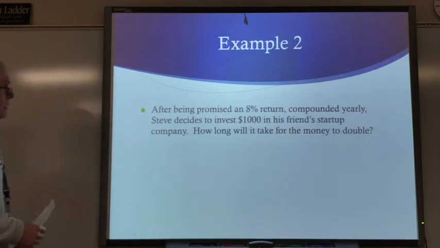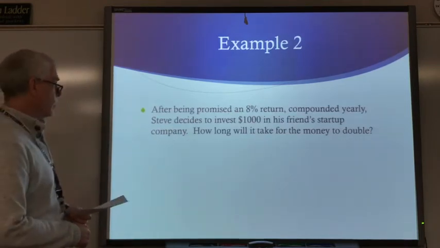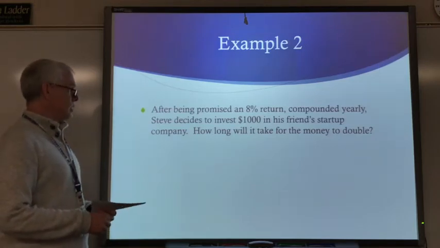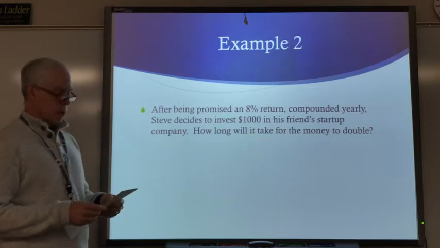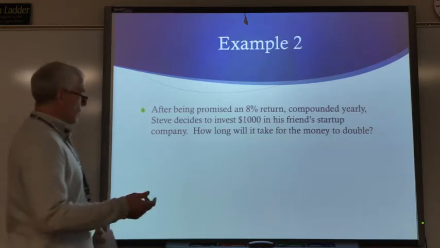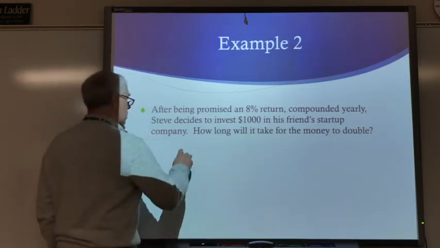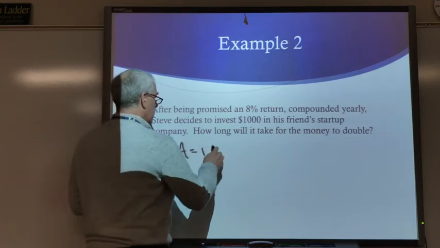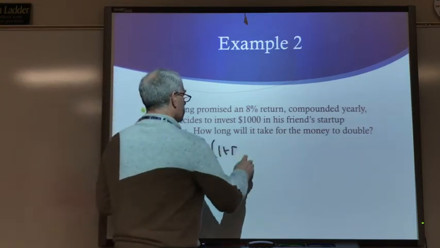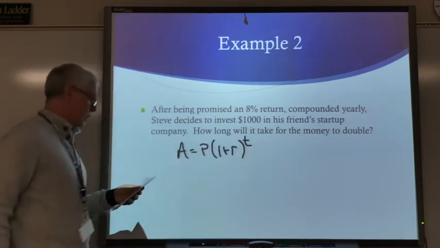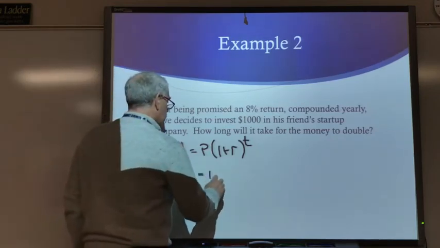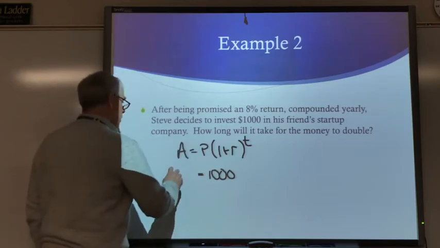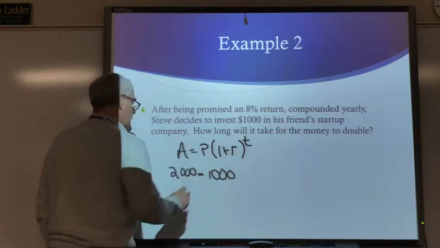After being promised an 8% return compounded yearly, Steve decides to invest $1,000 in his friend's startup company. How long will it take for the money to double? Okay, so A equals P times (1 plus R) to the t. This is the formula we're using. So if he invested $1,000, when it doubles, it will be worth $2,000.